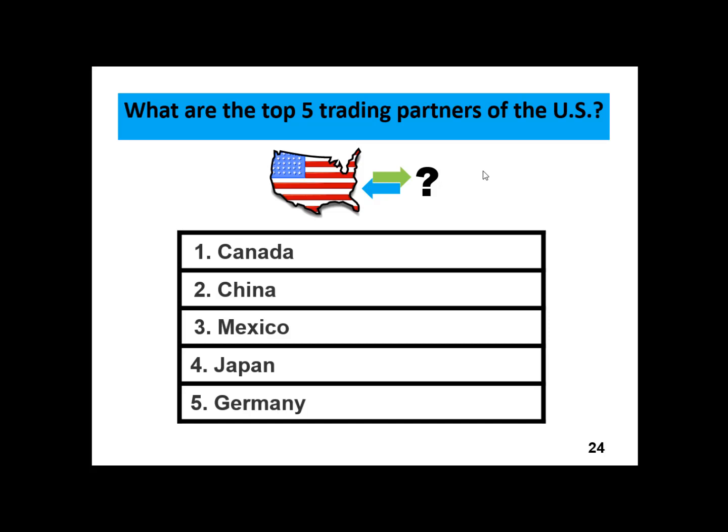Lastly, Germany. And this one at first is kind of a head scratcher. It's like, what, Germany? Why is that top 5 trading with the US? But think about it. We have cars here that have been imported, like Mercedes-Benz and Volkswagen, and those are German-made automobiles. Okay, so it kind of makes a little bit more sense.